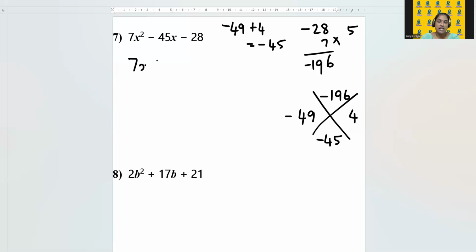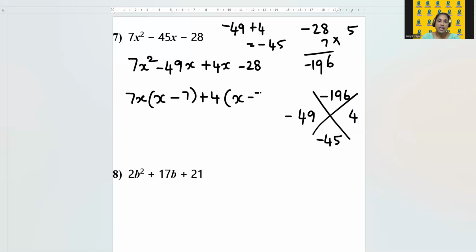Let me rewrite by replacing minus 45 as minus 49x plus 4x minus 28. Now we have to take a common factor, 7x outside, as I got x minus 7. And here when I take 4 as a common factor, I got x minus 7 again. Thus I got the factors successfully. See how nice it is.